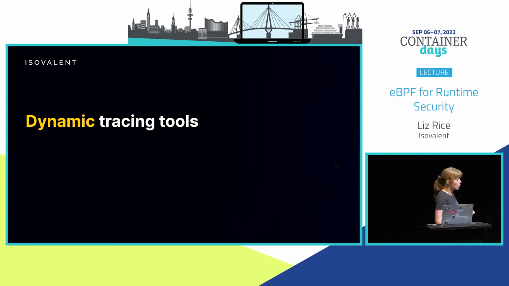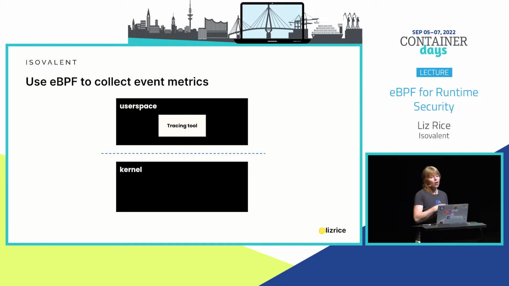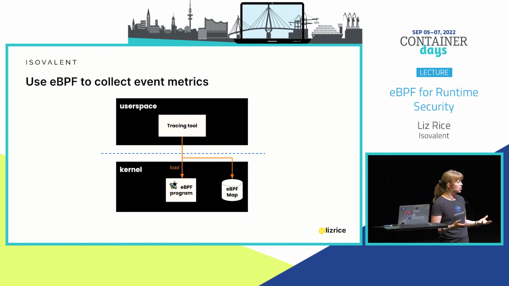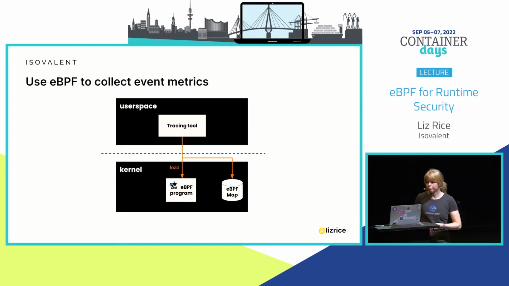eBPF has been used quite a lot over the last few years to create observability tools that we can load dynamically into the kernel to trace what's happening. We saw some examples of this in the previous talk. And the way these are implemented, there'll be some user space application that you run that does some tracing. It loads an eBPF program into the kernel. It also loads what we call a map. And a map is a data structure that we can share between eBPF programs and user space.